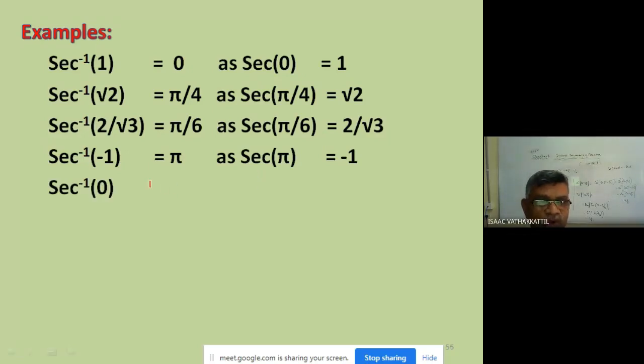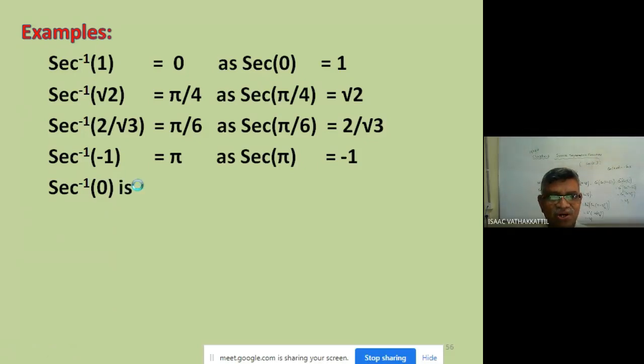Sec inverse 0. Who will tell me sec inverse 0? Come on. Should I tell the answer? Hello? I'm going to tell if you don't say.